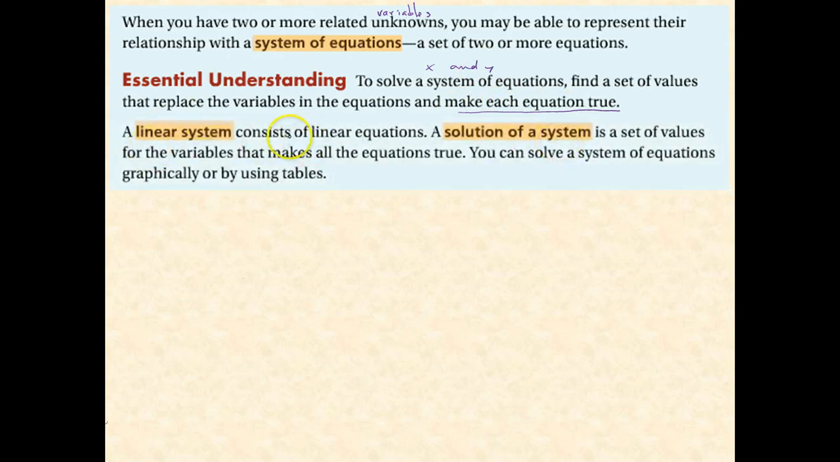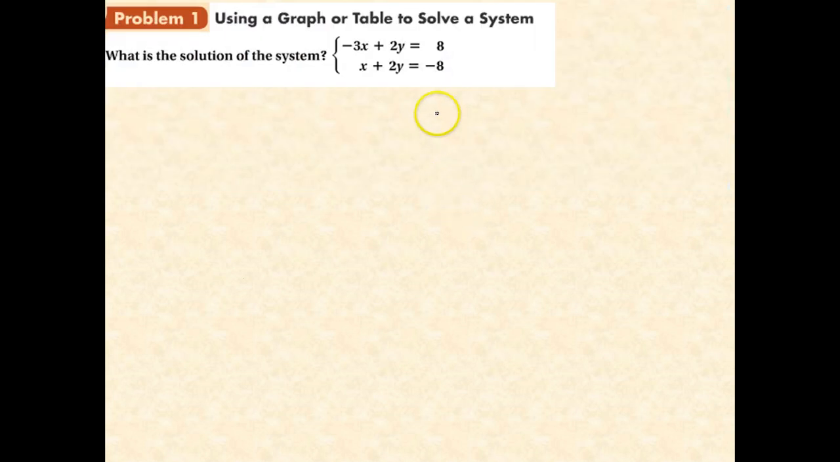A linear system consists of linear equations, which have x and y in them. A solution of a system is a set of values for the variables that makes all the equations true. You can solve a system of equations graphically or by using tables. And so these are going to be the non-algebraic ways of solving. So let's take a look at how we would solve this system.